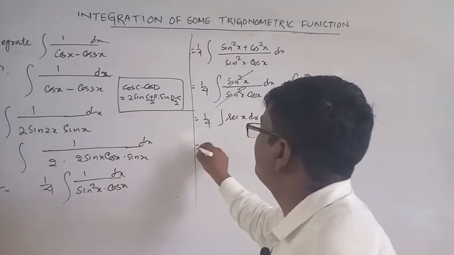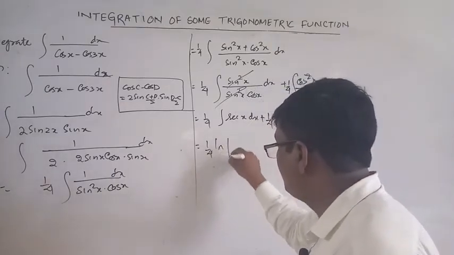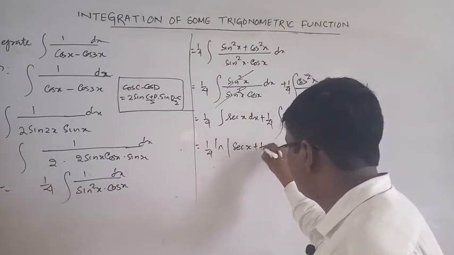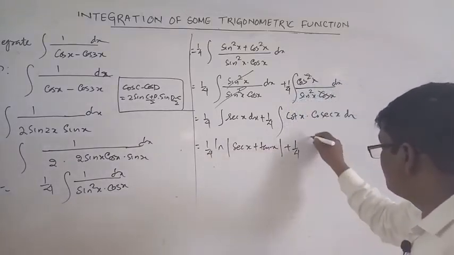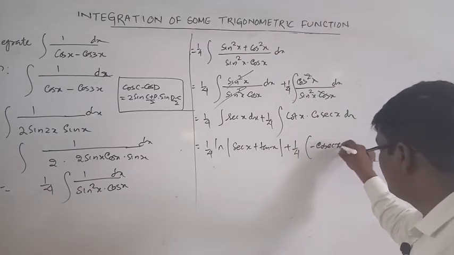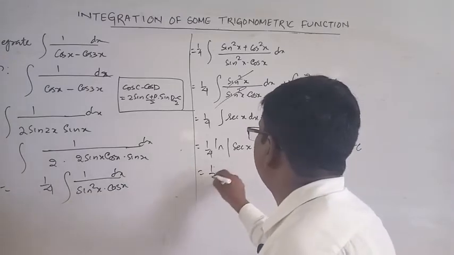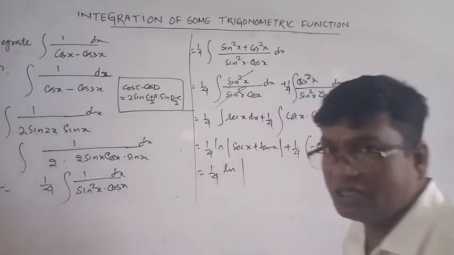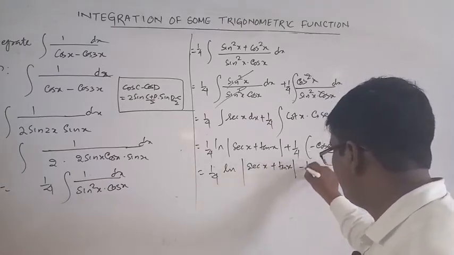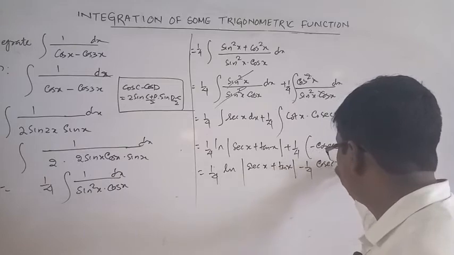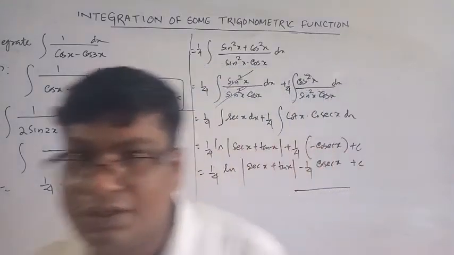So this is 1 by 4 into what? Sec x formula, that is log of sec x plus tan x, plus 1 by 4 into, this is what? Minus cosec x plus c. So this is equal to what? 1 by 4 into log of sec x plus tan x minus 1 by 4 into cosec x plus c. This is the answer. Now another question.